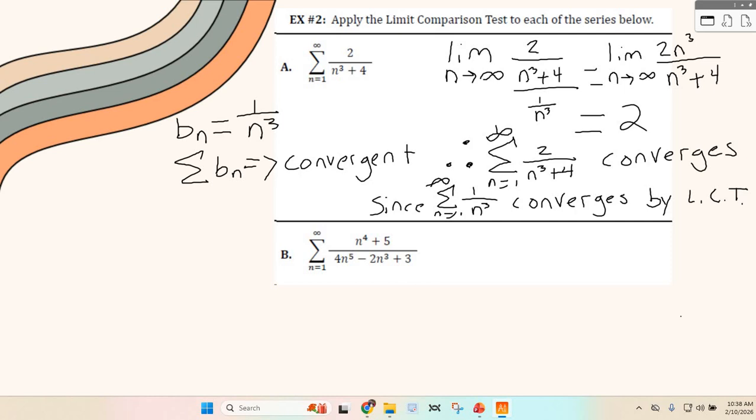So I'll break it down. For the most part, we get rid of all of the constants or stuff that's not my leading terms. Are we all okay with that? So for my b sub n on this one, I want to break it down just to my n to the 4th divided by n to the 5th. I'm just looking at those leading terms. Are we okay with that? But what does that technically equal? 1 over n. And 1 over n is what? Which is? Divergent.